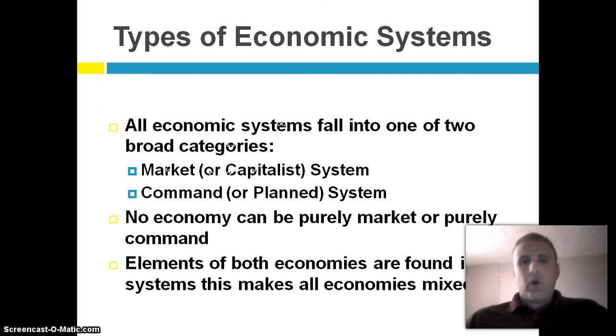But what we do know, one common theme, is that all economic systems tend to fall into one of 2 broad categories. These broad categories may be a market or capitalist system, or command or plan system. Those of you who remember from your past history classes may remember that a market system or capitalist system is something that we have here in the United States, versus, let's say, the Soviet Union at the height of their reign had a command system, more towards a communist system.